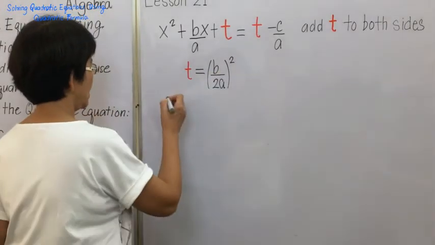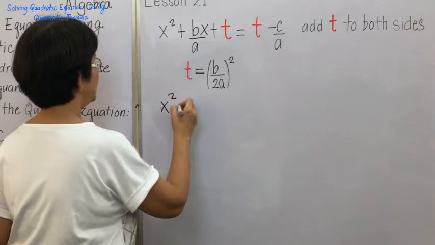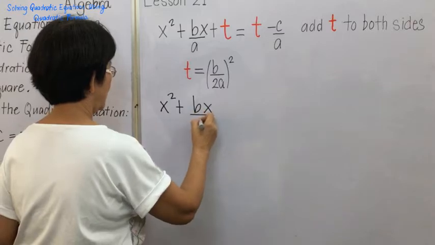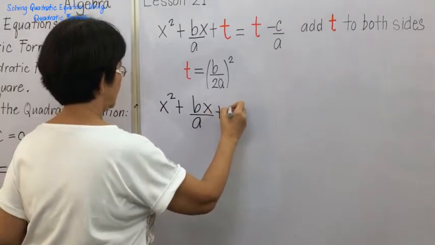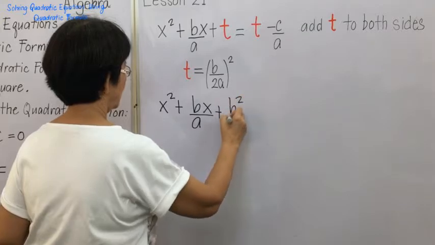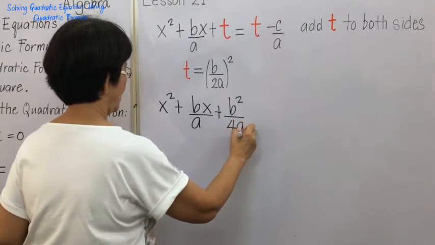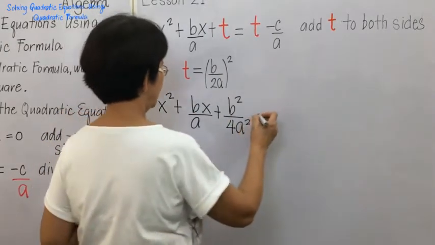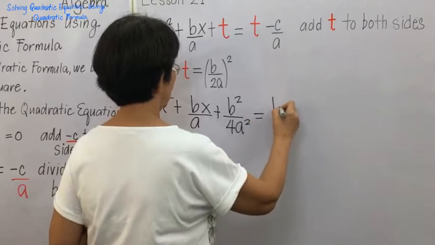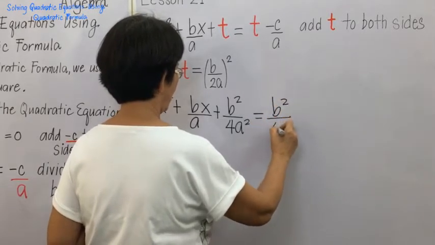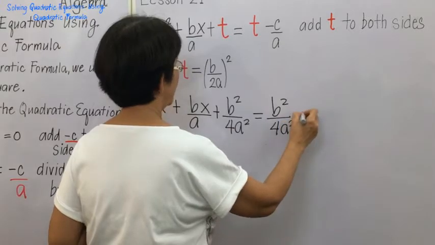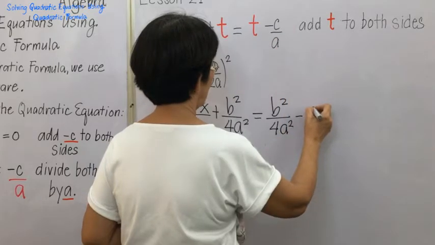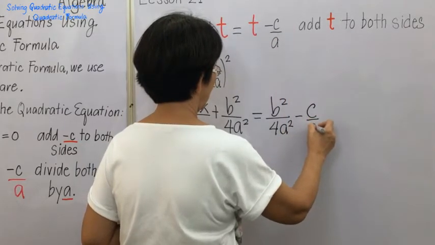So the resulting equation is x squared plus bx over a plus b squared over 4a squared, expanding this, and then is equal to b squared over 4a squared minus negative, or minus, c over a.